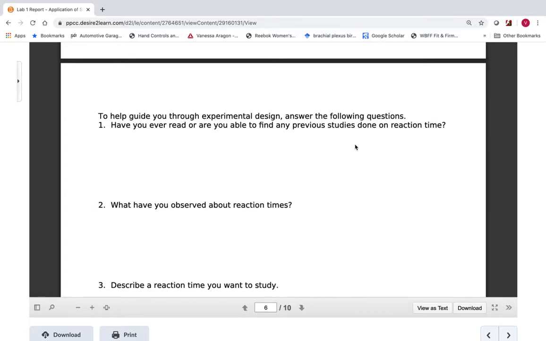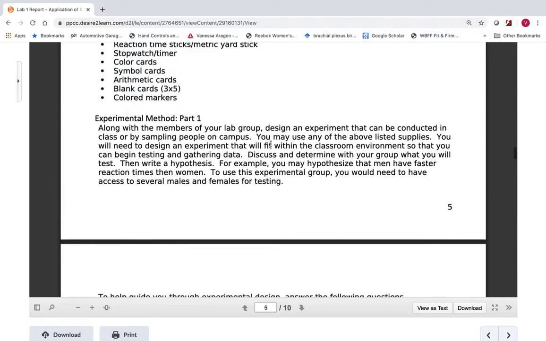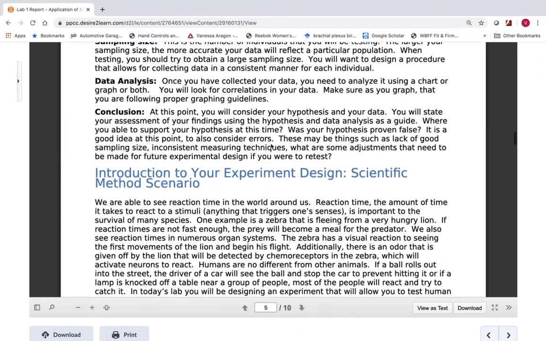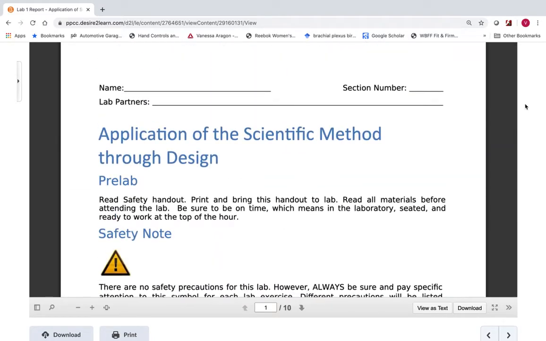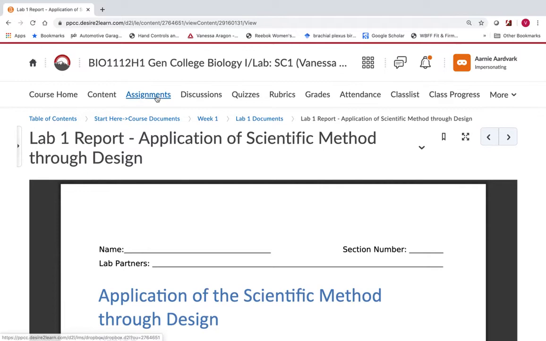I would like your answers to be in an alternate color other than black, like maybe blue or purple or red, something that brings my eye. That way when I'm grading, because like I told you, I have about 60 to 70 students this semester, I want to be able to provide feedback in a timely manner. So if you can do that, that would be wonderful. So with that, when you're finished with this, you're going to upload this into your assignments folder. I'll show you those assignments in a moment.